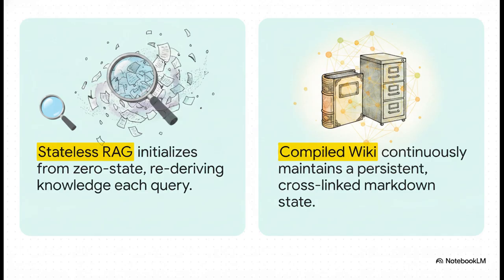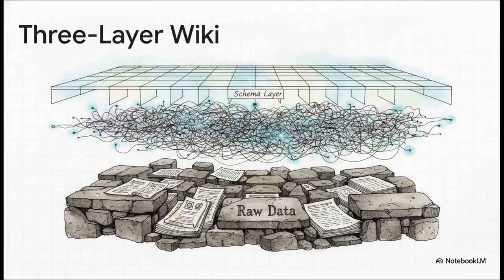The alternative to this is the compiled LM Wiki, pioneered by AI researchers like Andrej Karpathy. This paradigm treats knowledge management like software compilation. The agent proactively compiles raw texts into a persistent, cross-linked Markdown wiki. Essentially, you compile once and you query continuously. To preserve data integrity and stop the system from turning into a chaotic mess, the agentic wiki requires a strict 3-layer topology with very clear ownership boundaries.